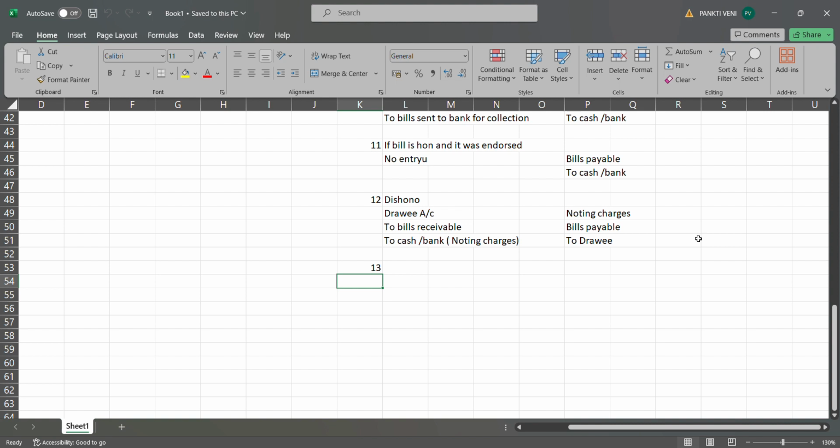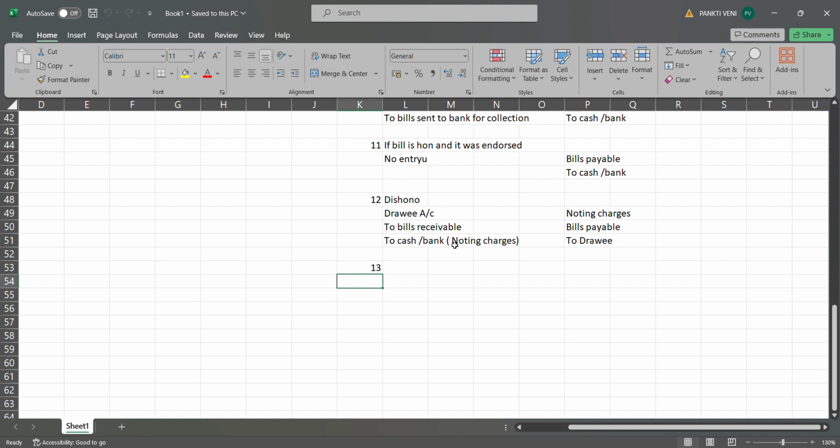So now we have started the dishonor part in our previous lecture. What is dishonor? Dishonor of a bill. When a bill is retained by the shopkeeper, that is the drawer, and the bill is getting dishonored, what will be the journal entry? The journal entry will be drawee account debit to bills receivable, to cash or bank. We are supposed to receive money from the drawee.